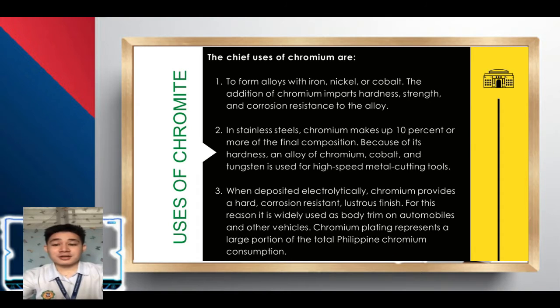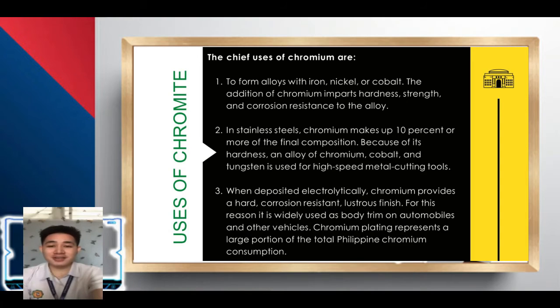And since kabalo naman kita that ang alloy is the combination of two or more metallic elements to give a greater strength or the resistance to corrosion. Like for example, ang chromium is like ginaad nato siya sa cobalt para ma-obtain nato ang iyang corrosion resistance as well as ang iyang hardness. Number 2. In stainless steels, chromium makes up to 10% or more of the final composition.